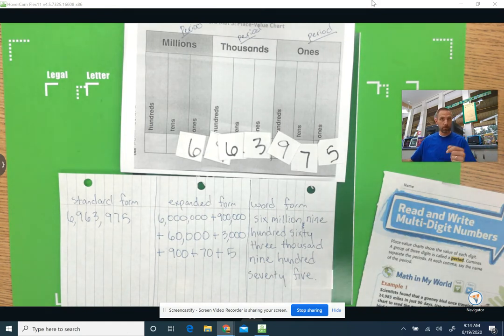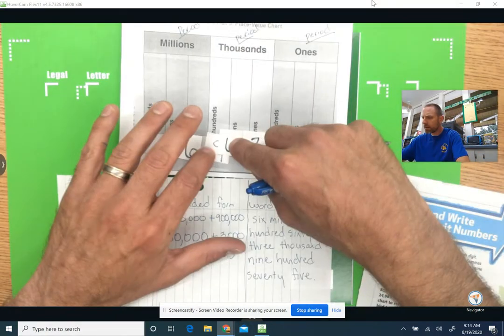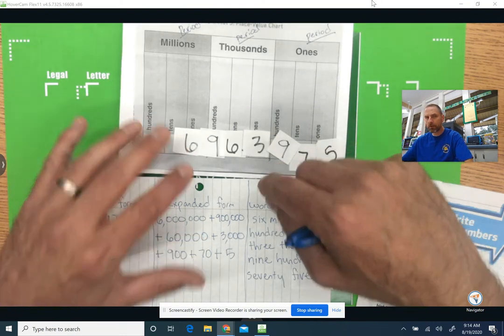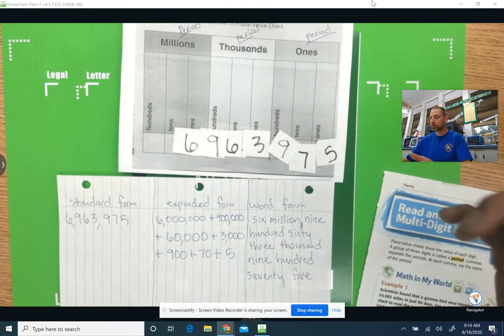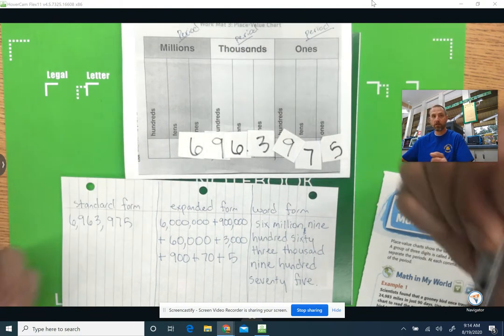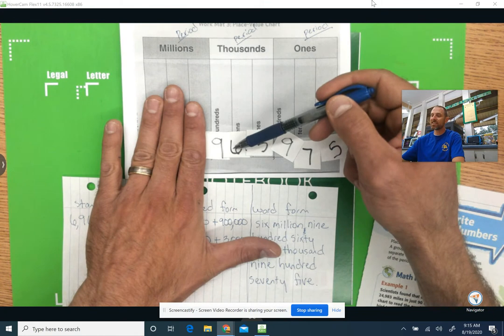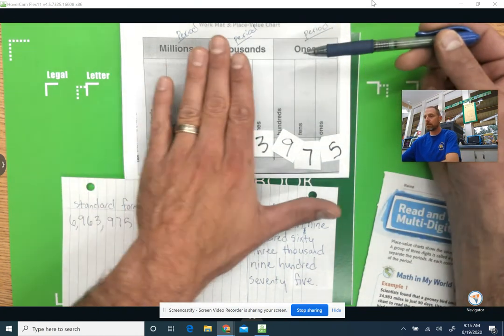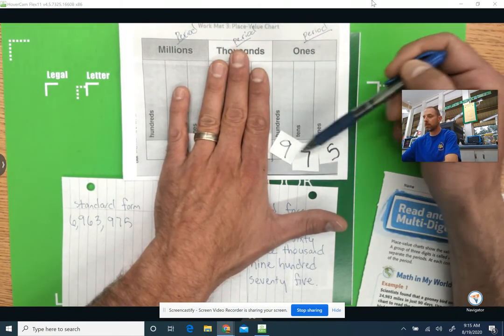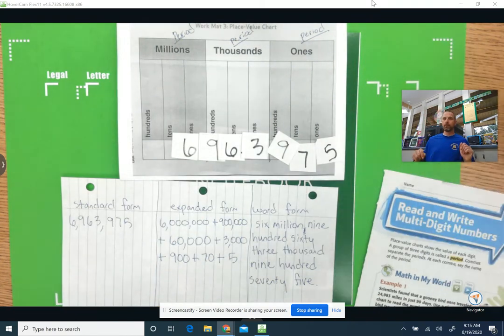You do have a Chromebook to help you with your spelling, but also remember to think about one period at a time. Start with the biggest period when you're writing the number out. 6 million, done with the millions. 963,000, done with the thousands. 975. One period at a time breaks down these large numbers.